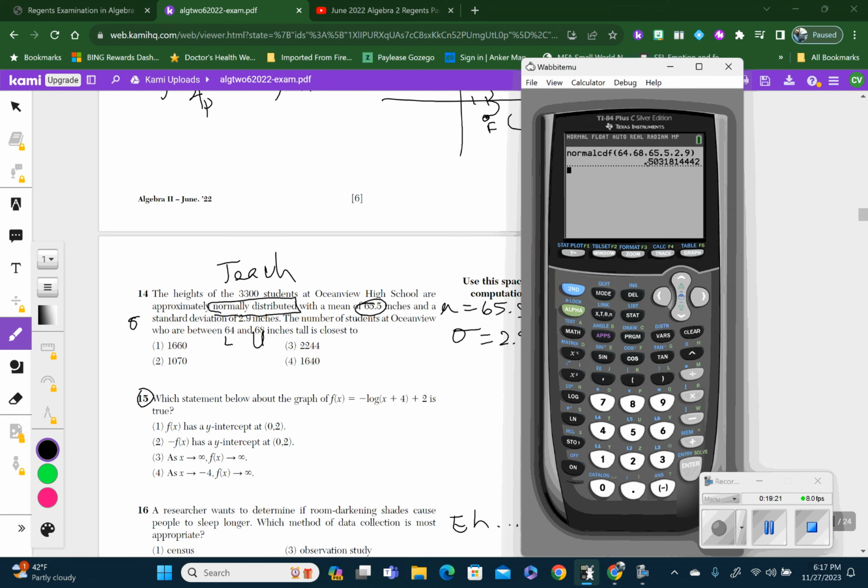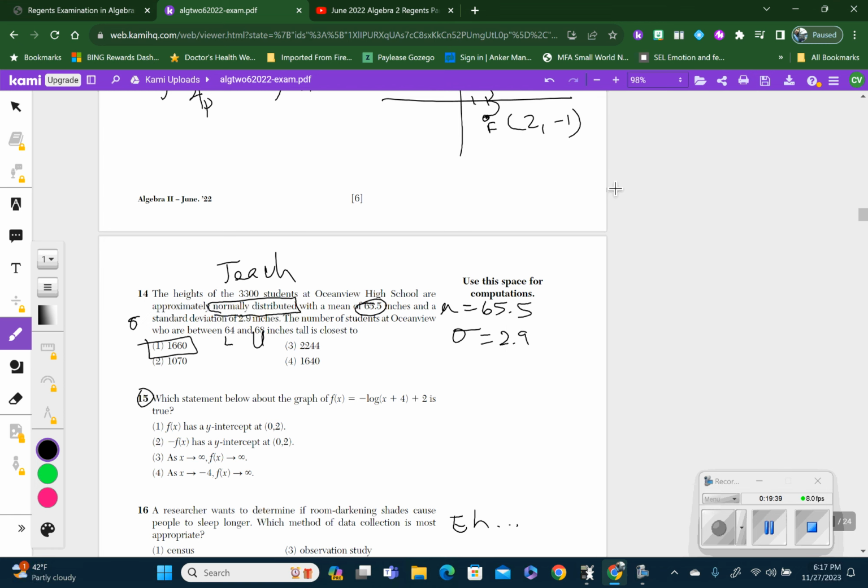Specifically as a decimal. They're telling us that the total number of students is 3,300. So we're going to take this number and multiply it by 3,300. If they didn't say how many students and they just said what is the percent, you'd be done. But since they said how many students, that's 1660. And like I said, if you get that, great. If you don't, no big deal.